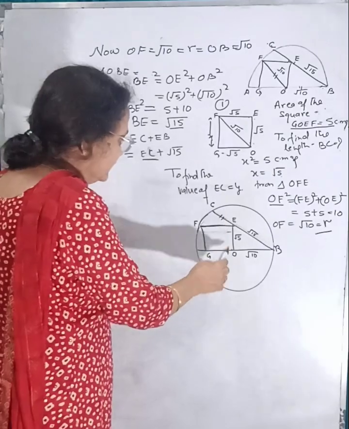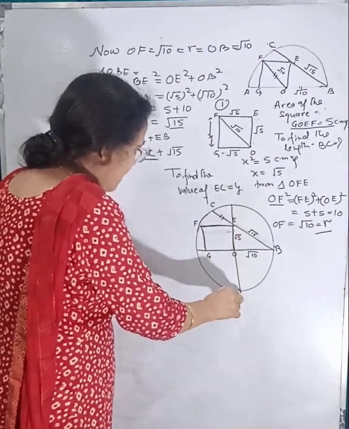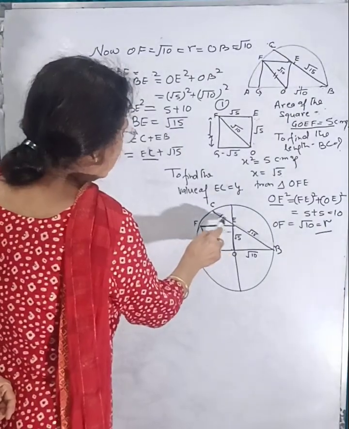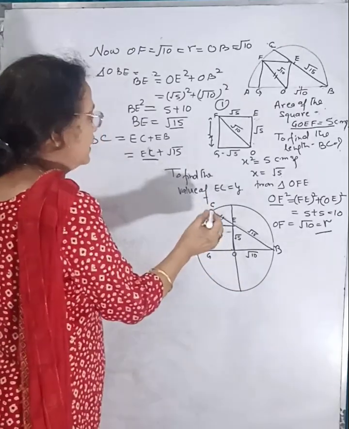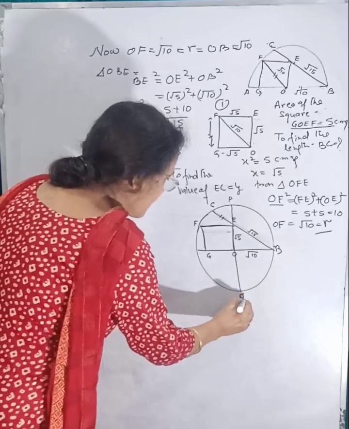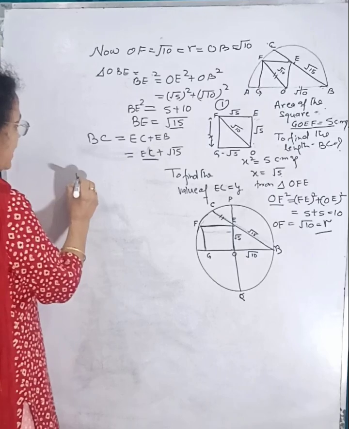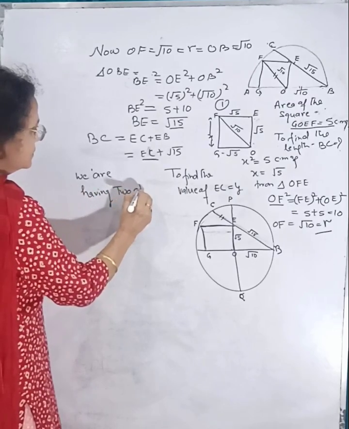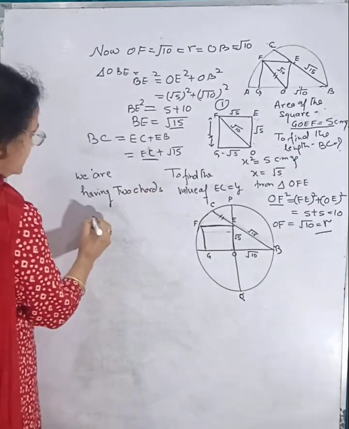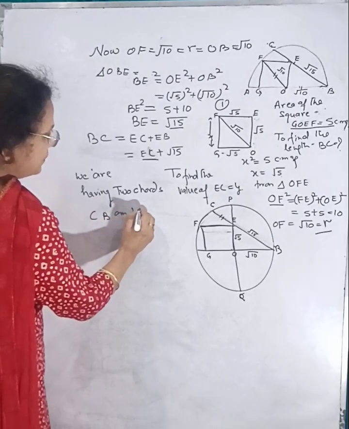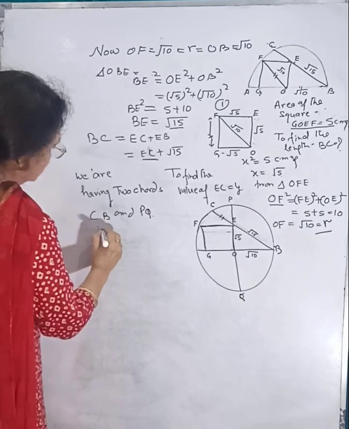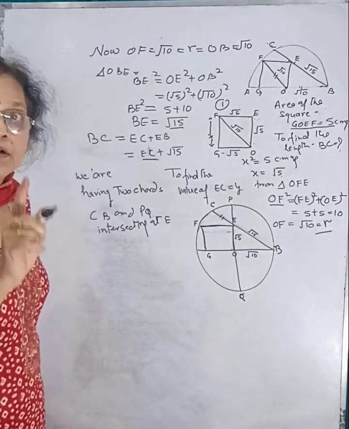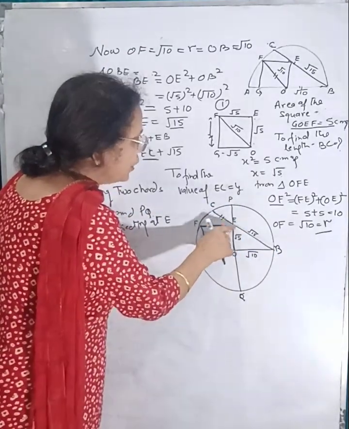Now, if we extend this chord, at point C we have two chords intersecting each other at point E. Let us name them P and Q. It means we are having two chords, CB and PQ, intersecting at E.